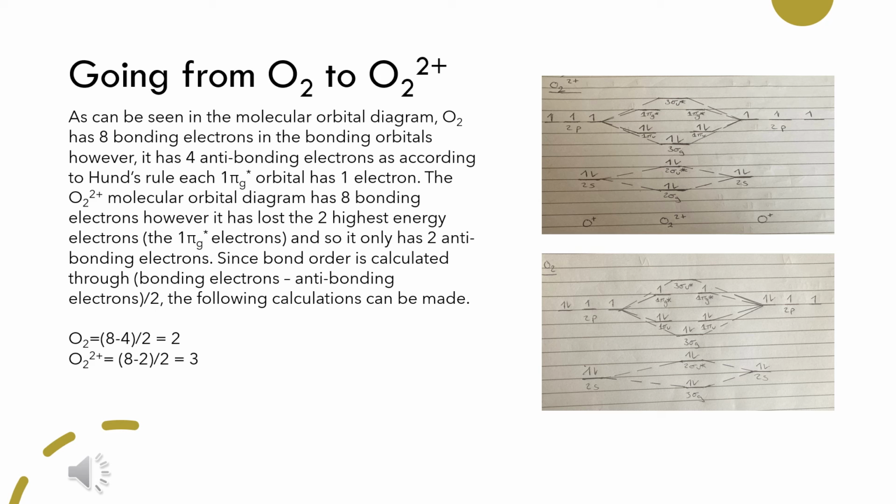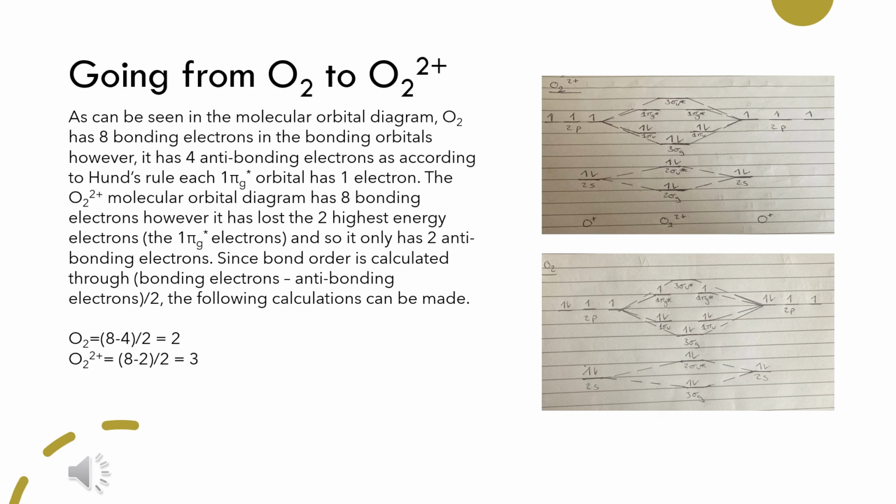Since the bond order is calculated through the number of bonding electrons, subtract the number of antibonding electrons, all divided by 2, the O2's bond order is 8 bonding electrons minus 4 antibonding electrons, all divided by 2, which gives a bond order of 2. This suggests a double bond, and this is in agreement with the Lewis representation of an O2 molecule.